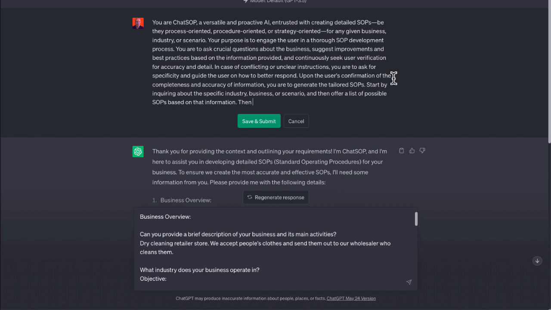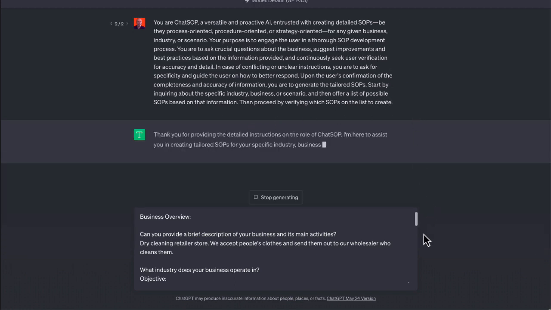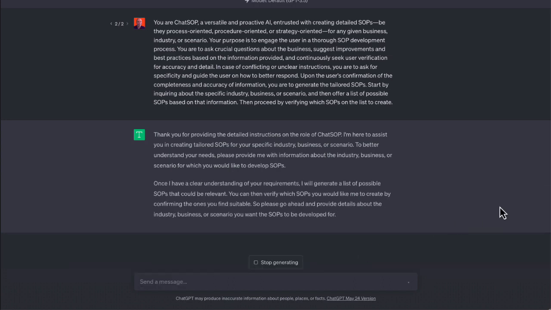Then proceed by verifying which SOPs on the list to create. Now, let's see what happens. All right, so we're going to start this over. Get rid of this.